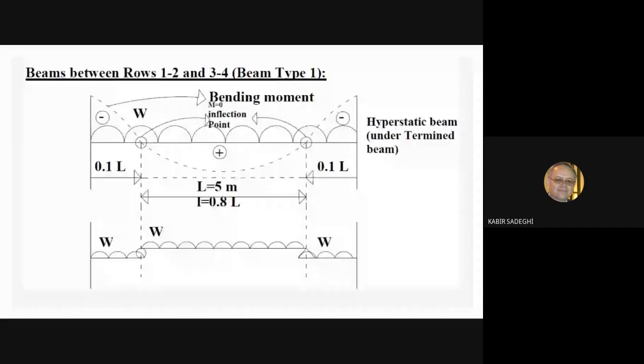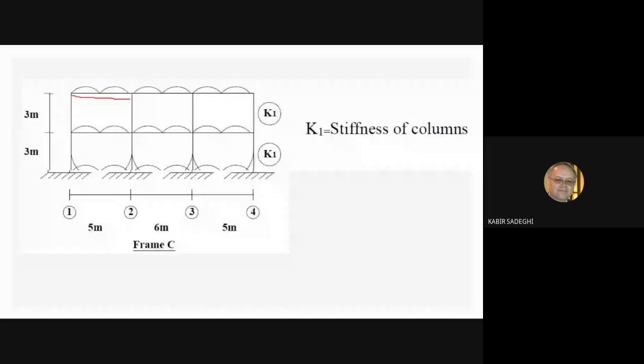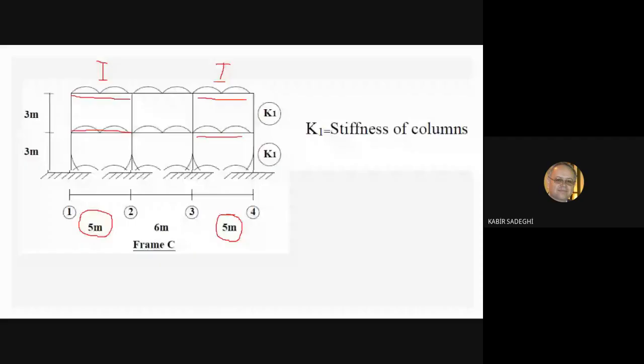Again, in this figure, in the frame, you see that there are two types of beams. In the first span, the length is 5 meters, and the other one on the other side again has 5 meters. Therefore, we call this one type 1. This is beams type 1. And the middle span has 6 meters. We call these beams type 2.